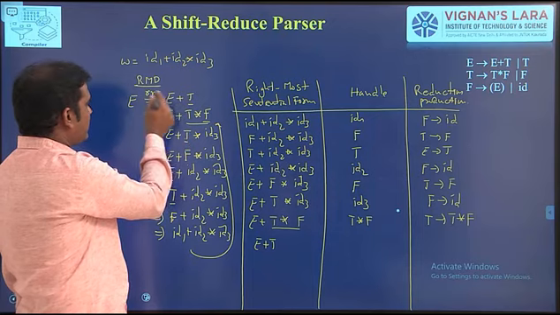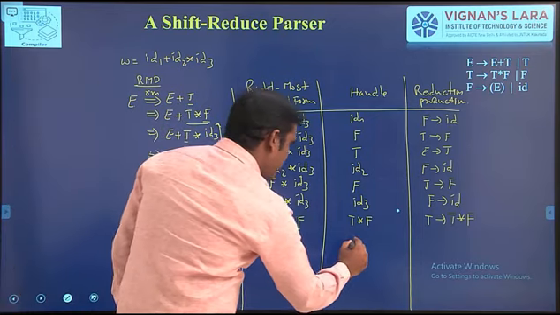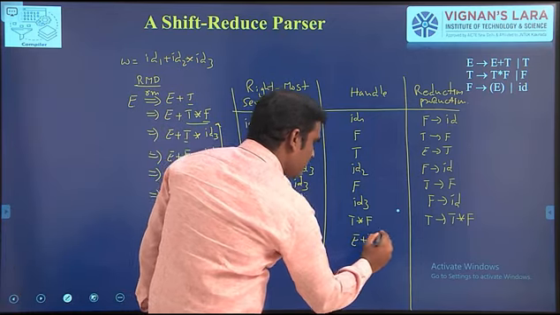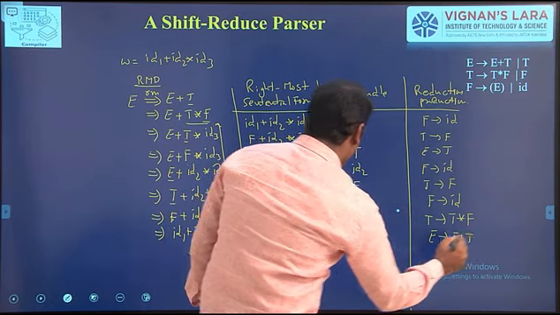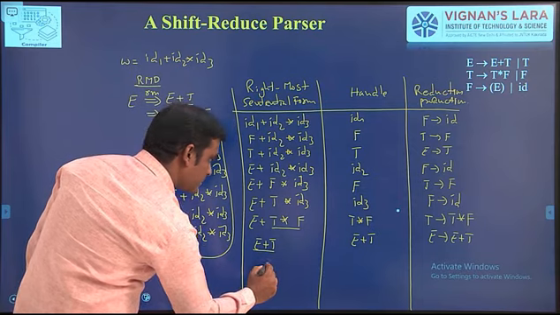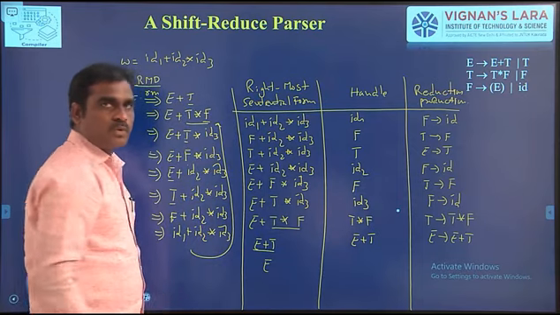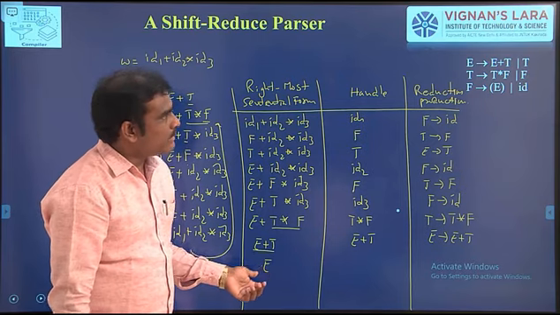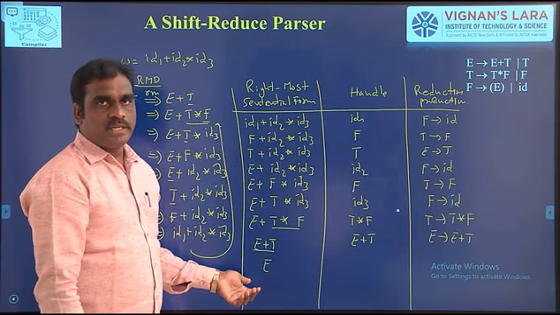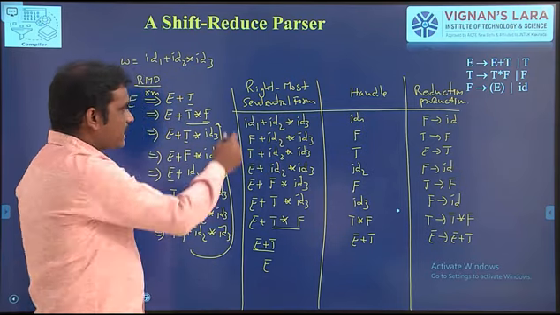This E plus T to E. So the next handle is E plus T, and the production is E to E plus T. Now E plus T is replaced with E. What is E? E is the starting symbol of the grammar. So this is the approach.